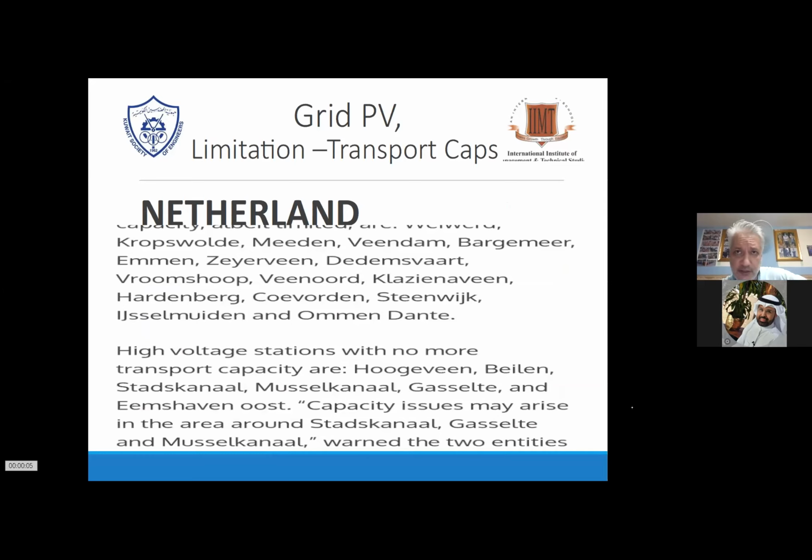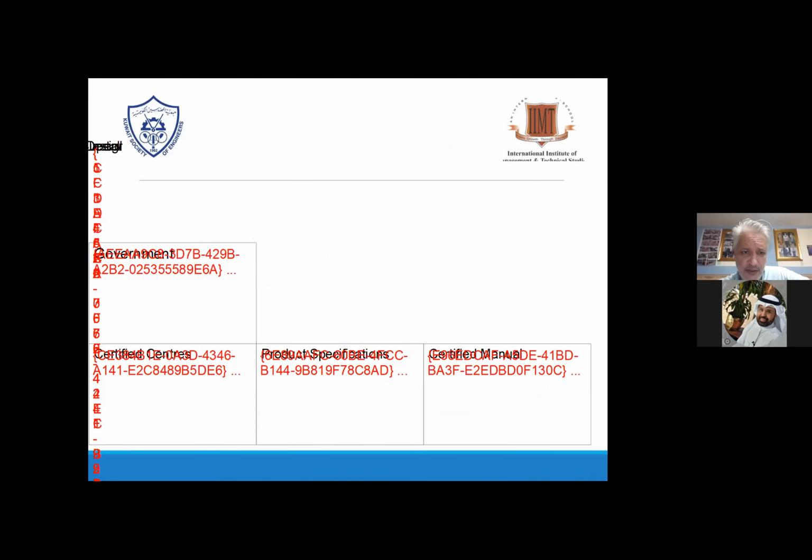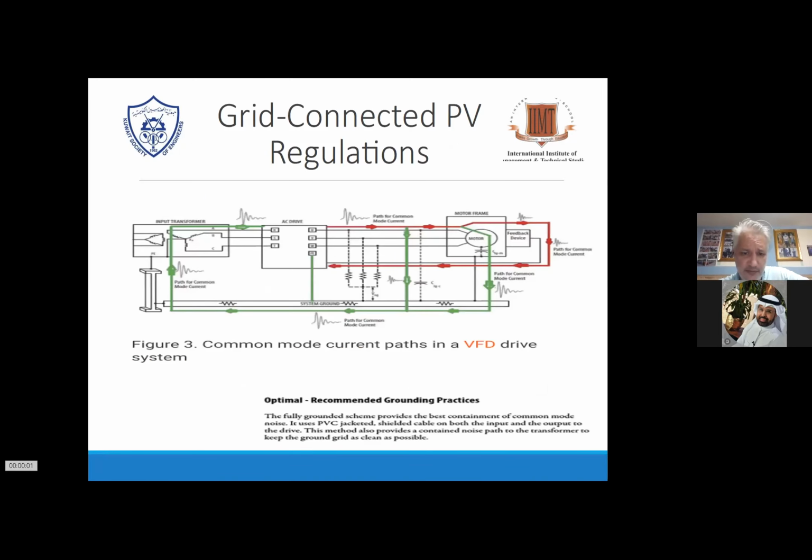The Netherlands, since 2018 I think, is very sought after in PV systems, and they also already have capacity issues, so they have to upgrade some stations, similar to Germany, and interconnect even to other parts of countries. So that's just some capacity issues. There you can see the grounding practices again.